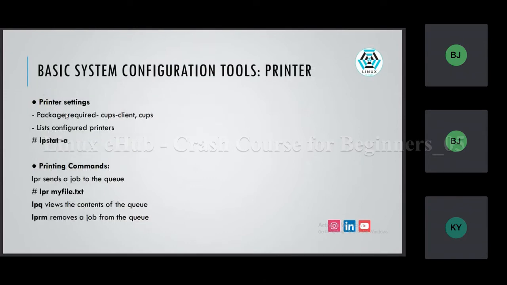Printer settings, package required: cups-client. List configured printers with lpstat -a. Printing command: lpr myfile.txt. lpq views the content of the queue. lprm removes a job from the queue. These are the printer-related commands.